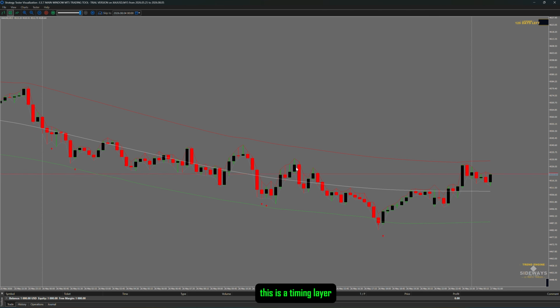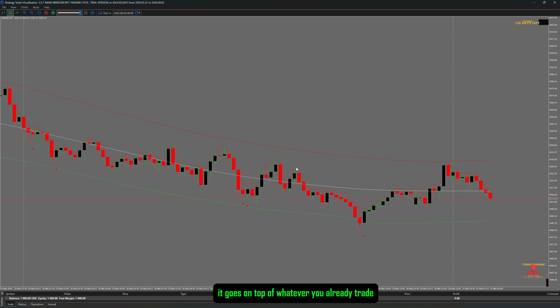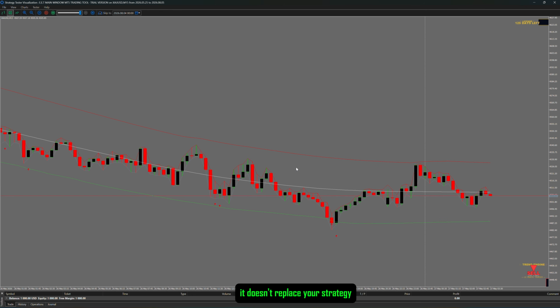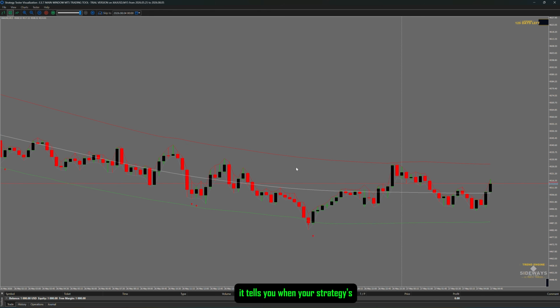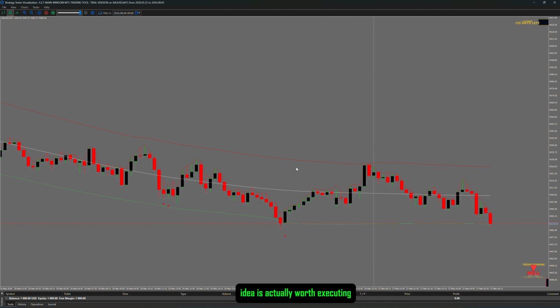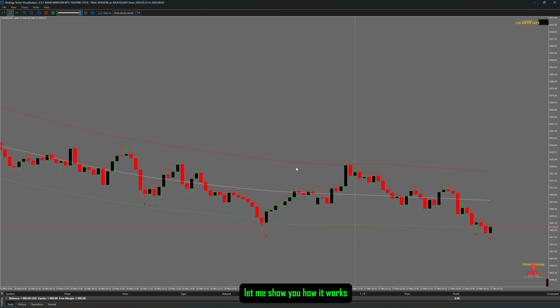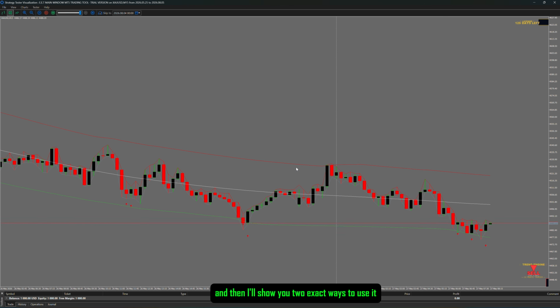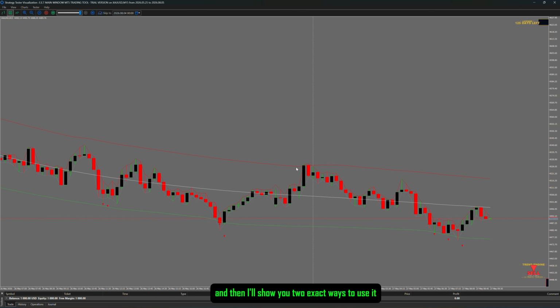This is a timing layer. It goes on top of whatever you already trade. It doesn't replace your strategy. It tells you when your strategy's idea is actually worth executing. Let me show you how it works, and then I'll show you 2 exact ways to use it.